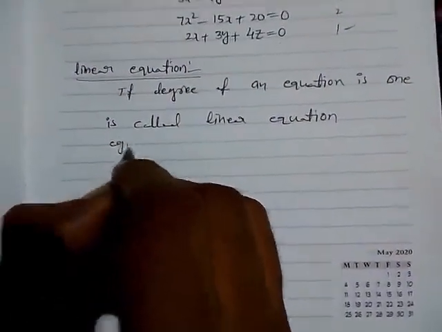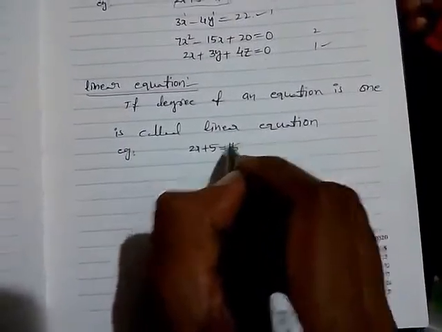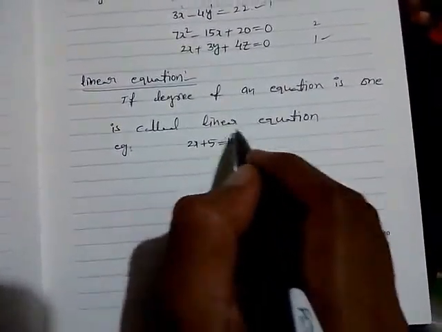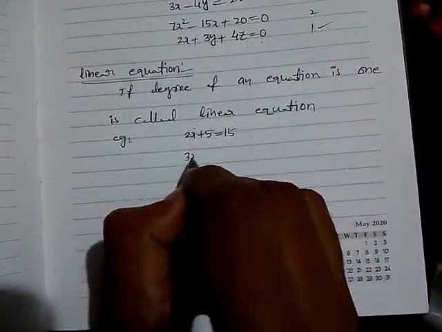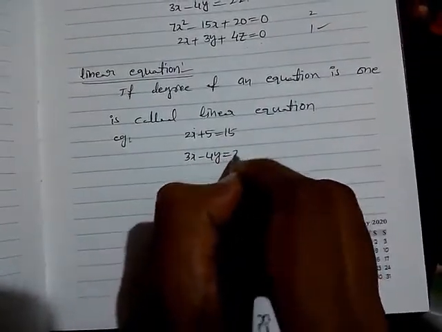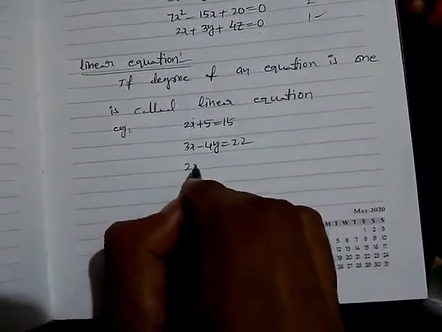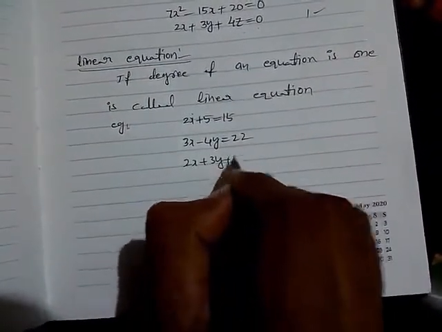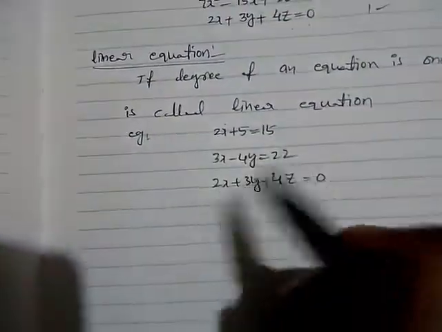So say examples: 2x plus 5 is equal to 15. This is equation, and what is the degree of this equation? 1. So that's why this is linear equation. And 3x minus 4y is equal to 22. This is also linear equation. Why? Because degree 1. And one more: 2x plus 3y plus 4z is equal to 0. So these three are linear equation.